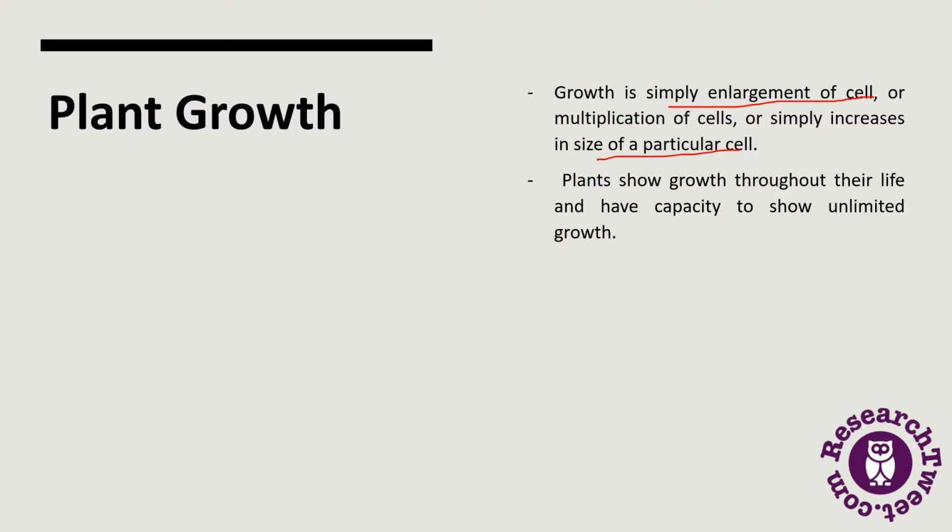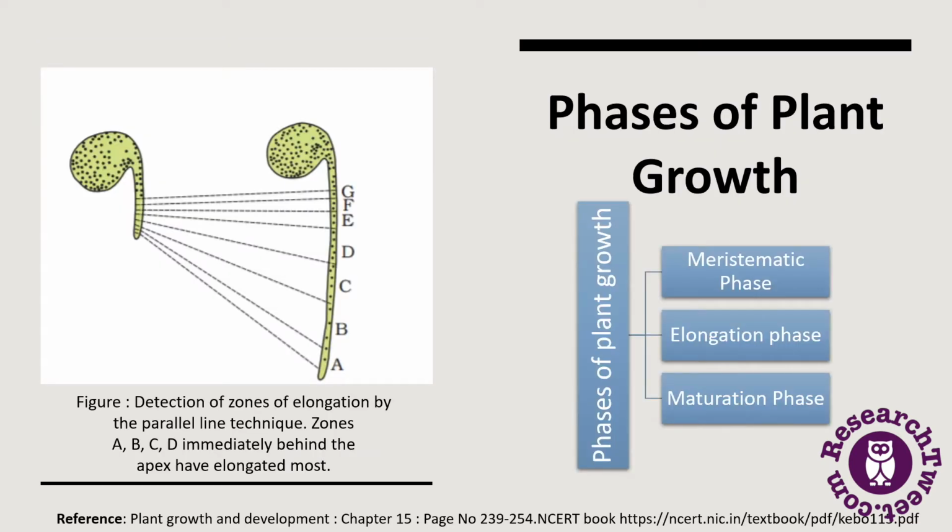Growth is measurable. The parameters shown are cell number, cell size, length and surface area. So this was about plant growth. Then what are the three phases of plant growth? The phases of plant growth are divided into three parts: the meristematic phase, the elongation phase and the maturation phase.